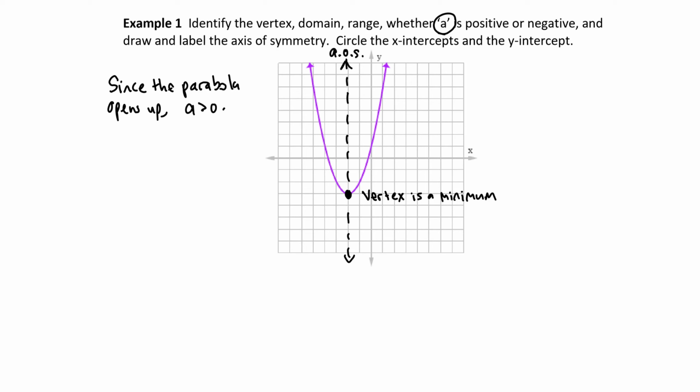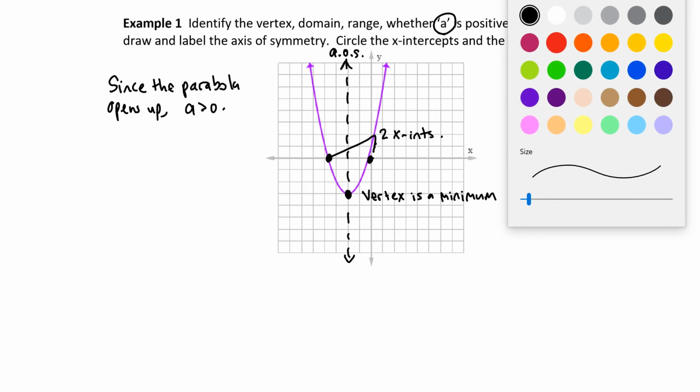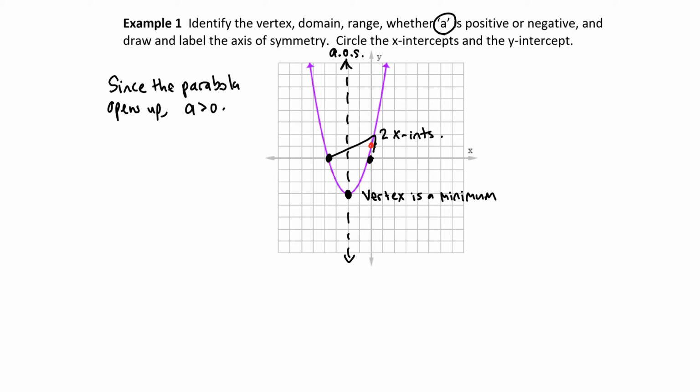Looking at this parabola, we can also recognize it has two x-intercepts. So remember, an x-intercept is simply where the graph crosses the x-axis. So this guy has two x-intercepts. In addition, there is one y-intercept. I have a bad habit of writing over the points that I'm trying to recognize. So that red point there is our y-intercept.